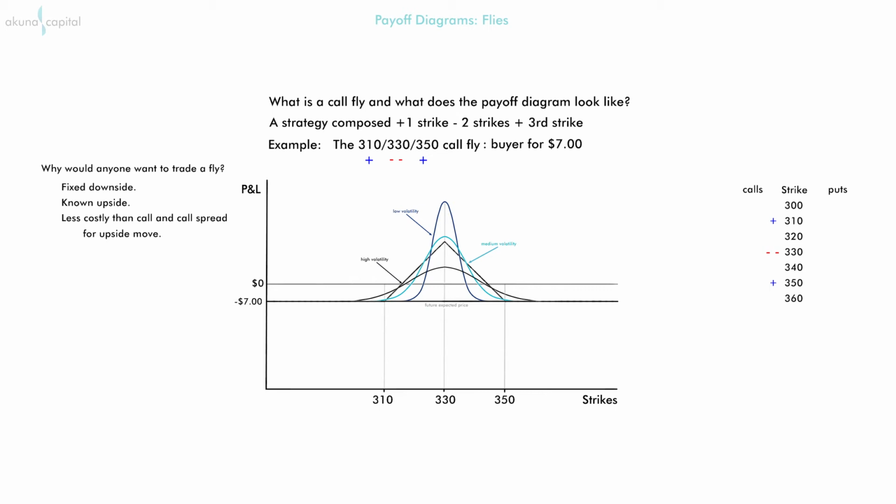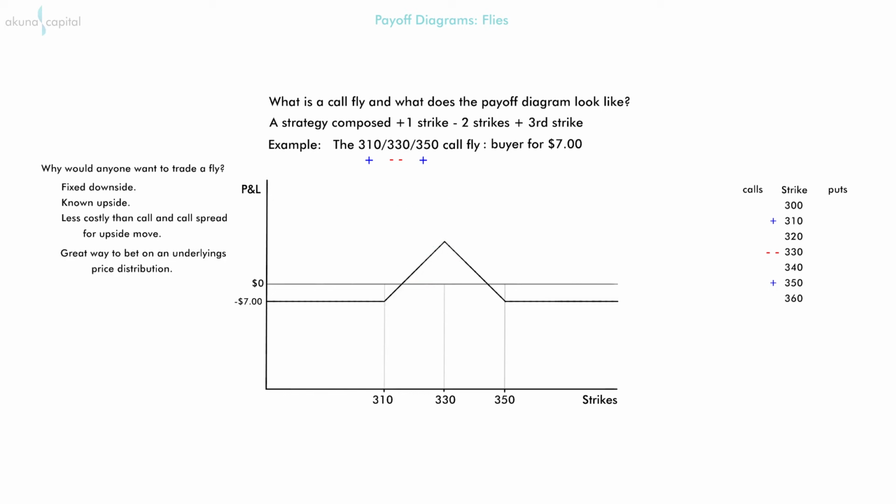So the buyer of this call fly, in this case, might think that the volatility distribution is tighter and therefore the fly has a higher probability of finishing near the max payoff. If there's a higher volatility, the distribution is flatter and the fly may be overpriced at 7 and the seller might win by selling it at this price. Therefore, in either case, a fly is a great way to bet on the distribution of an underlying's price if you disagree with the market's option pricing of this strategy.